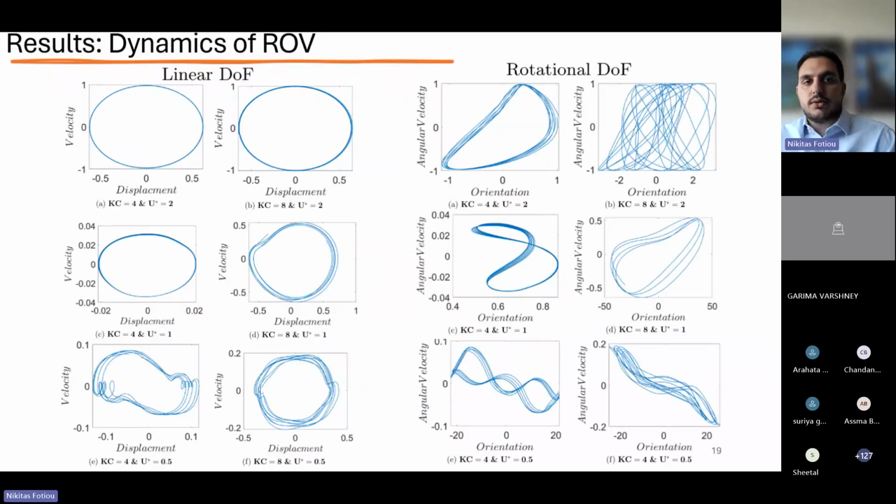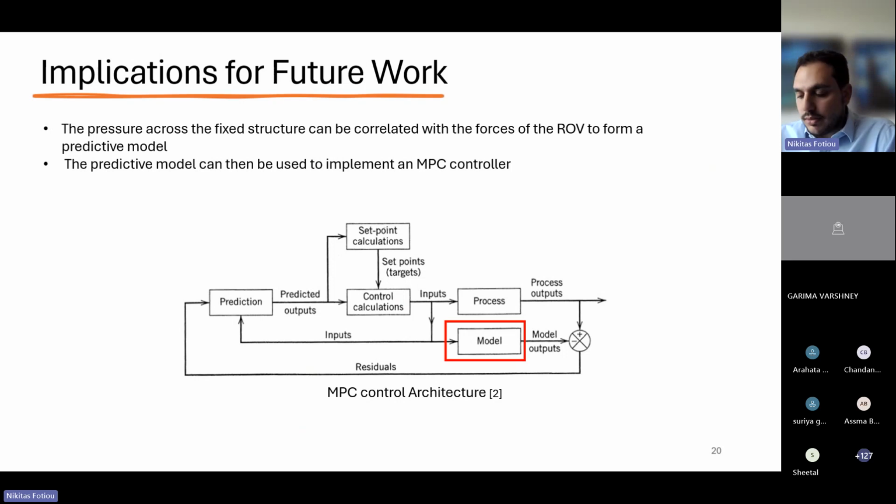So basically, to conclude, this was the work that was done for my thesis. And now we're extending this work further when we move on to the third objective, which is to try to develop a predictive model for the motion of the ROV under an environment where both waves and a fixed structure creating a wake are present, and try to implement that predictive model for an MPC control system within OpenFOAM.